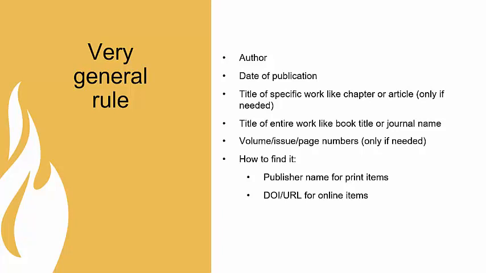APA references have strict rules about what information to put in what order. This helps the reader understand exactly what the source is and where to find it. In general, you would include these elements in this order for each reference. We will discuss exceptions and oddballs later in this section.